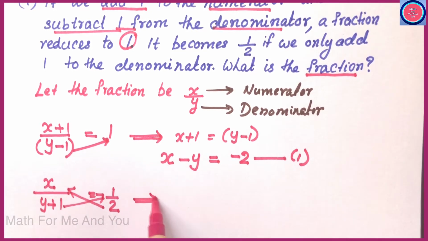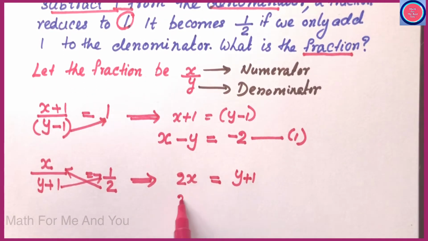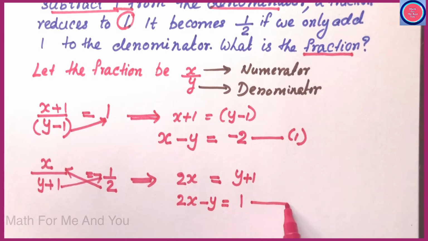Okay, cross multiply, what do we get? 2 times x is 2x. 1 times y plus 1 is the same, y plus 1. Keep y and x on one side: 2x. Then move y to the left side. It becomes minus y. Then we get only 1 on the right side. 2x minus y equals 1. Let it be equation number 2. Equation number 1 and equation number 2 are ready.